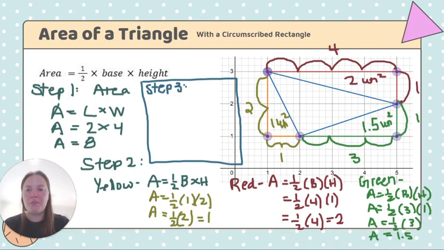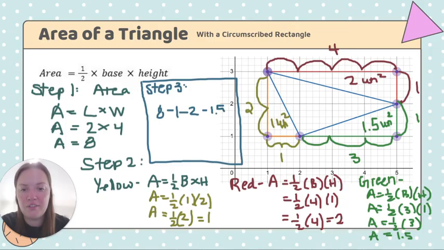Okay, step 3, we are going to take the area of our rectangle, which is 8, and we are going to subtract the area of each one of our triangles, 1, 2, and 1.5. Okay, so 8 minus 1 minus 2 minus 1.5. This is going to get us our area of our triangle right here.